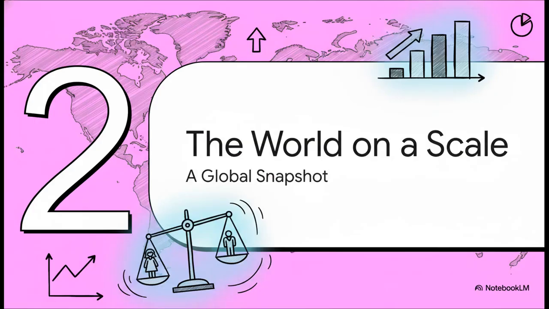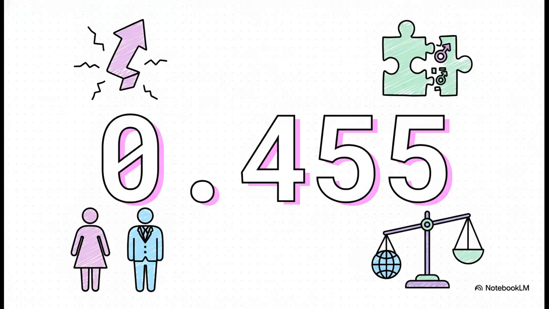Okay, so now that we know what's in the index, what does it actually tell us about the world today? Let's zoom out and take a look. The world's average GII score is 0.455. Now, that might just seem like a random number, but what it represents is actually incredible. The UN calculates this as a 45.5% loss in potential human development just because of the inequality between men and women. That is an absolutely staggering global cost.